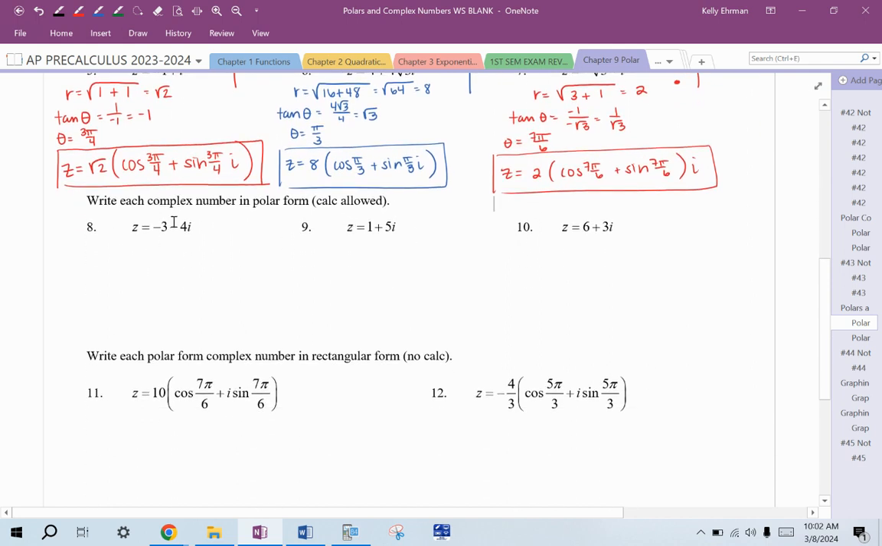Now in this one, I'm going to use a calculator because we will not get nice common angles, but it's the same idea. I'm not going to use a calculator to find r. I want to leave r in its exact form. So the square root of 9 plus 16 is just the square root of 25, so that's 5. But then I get tangent of theta equals negative 4 over negative 3, so tangent of theta is 4/3. So theta is the inverse tangent of 4/3, and that's what I need my calculator for.